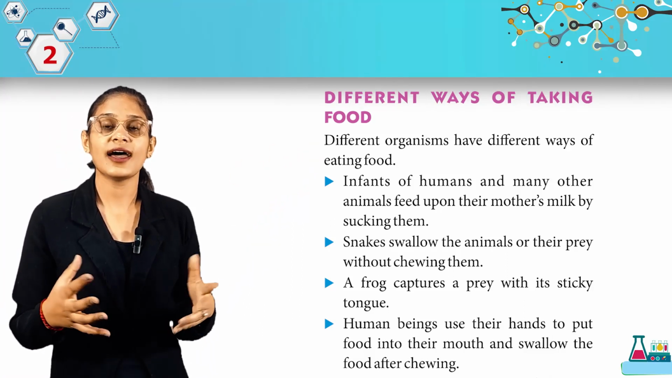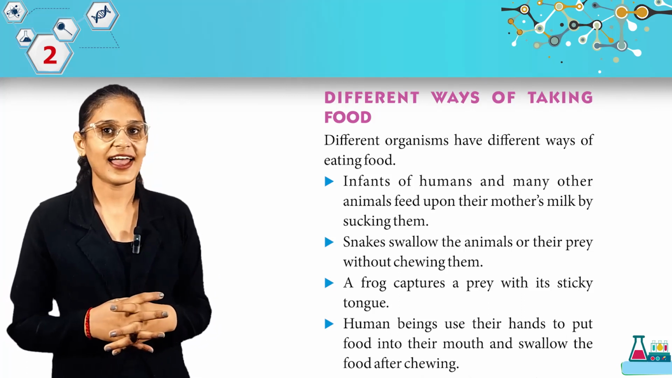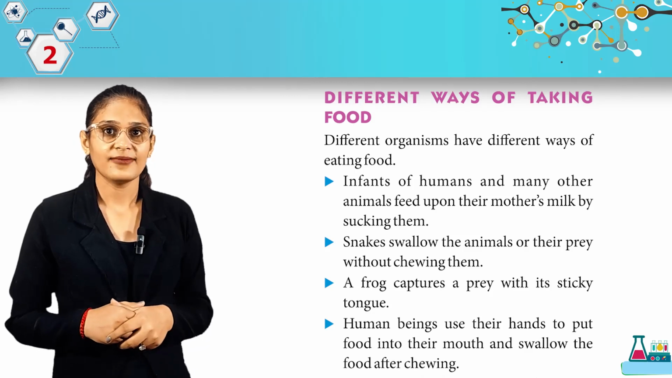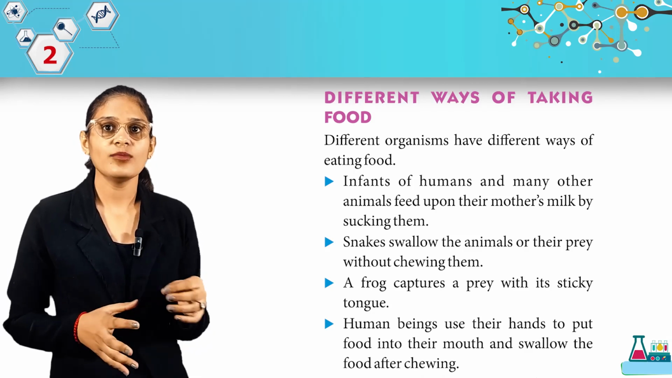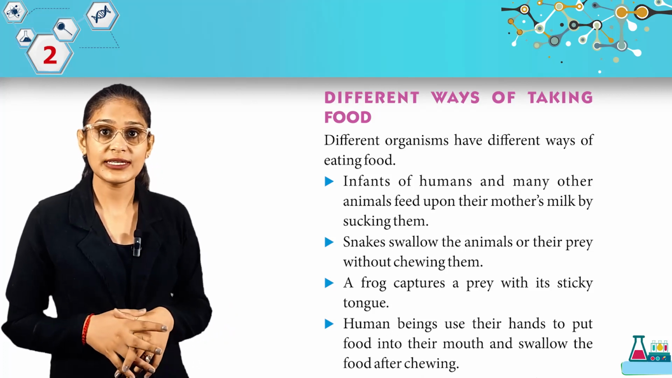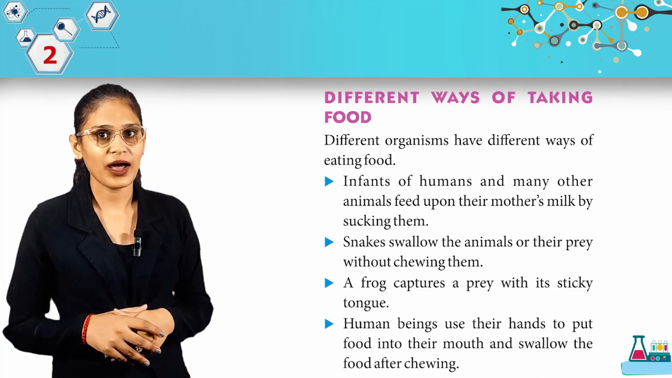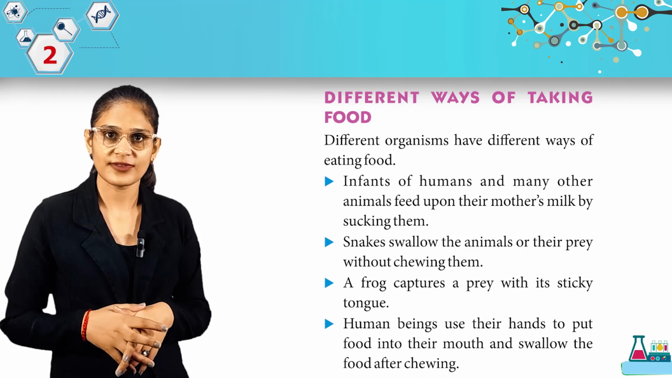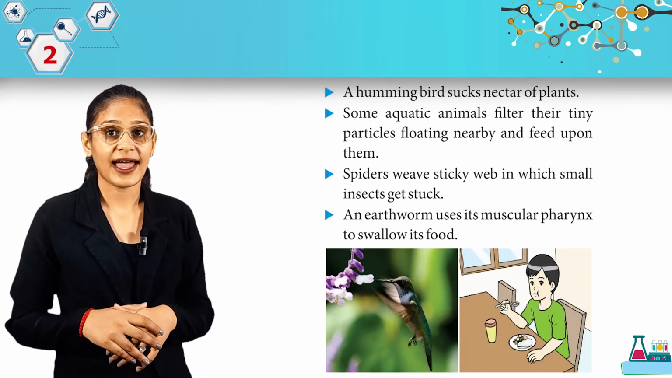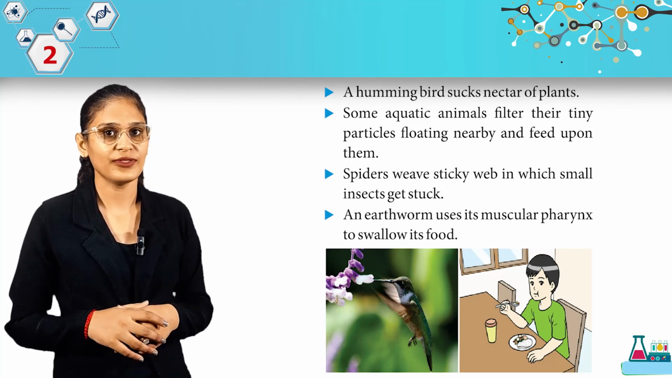Now we have different ways of taking food. Different organisms have different ways of eating food. Infants of humans and many other animals feed upon their mother's milk by sucking. Then we have snakes swallow the animal or their prey without chewing. A frog captures a prey with its sticky tongue. Human beings use their hands to put food into their mouth and swallow the food after chewing. A hummingbird sucks nectar of plants. Some aquatic animals filter tiny particles floating nearby and feed upon them.